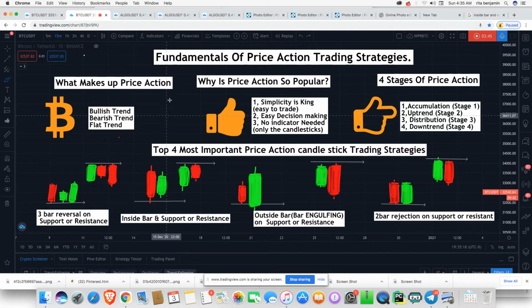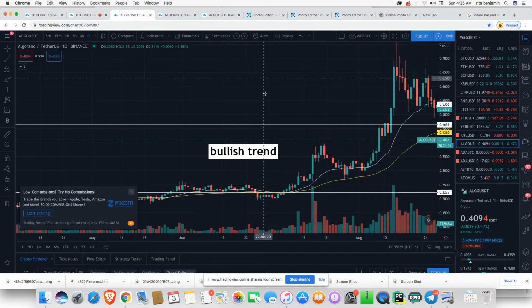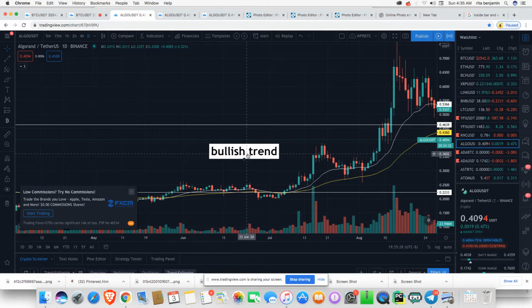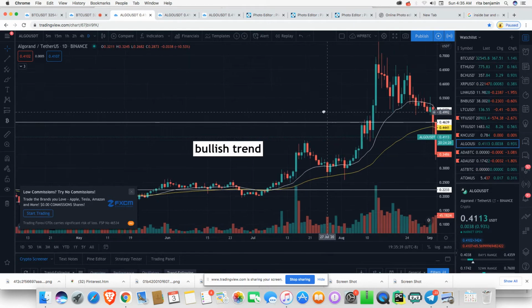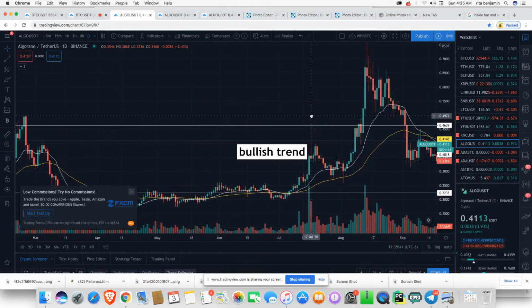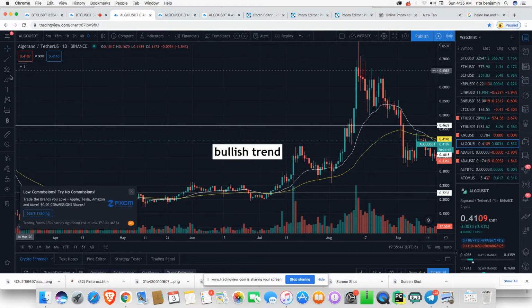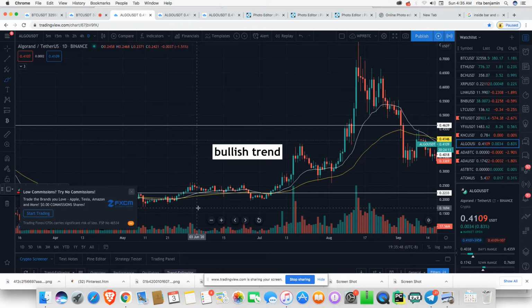So what makes up price action is three types. First, we have the bullish trend. Here is an example of what makes up a bullish trend. In a bullish trend, you see a group of candles extending all the way up from the bottom of the chart to the top of the chart. A common characteristic to know when a chart is bullish is the market structure. Now, what is a market structure?